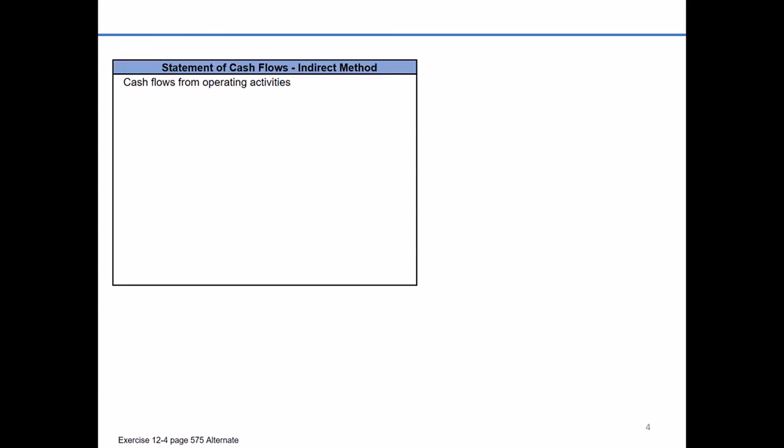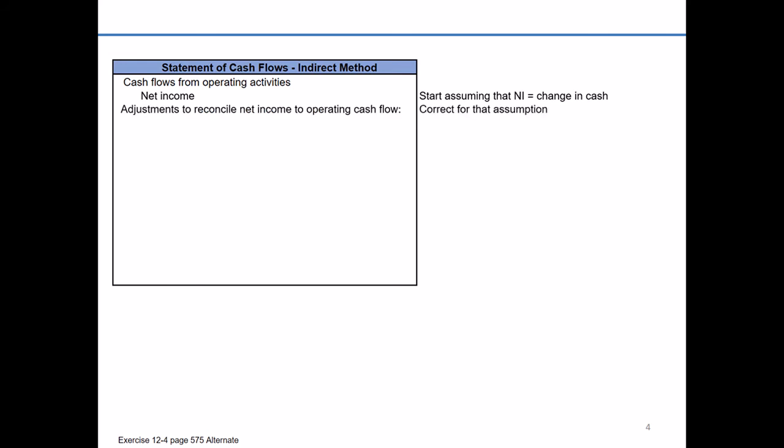section next. The starting point for our indirect method is always net income from our income statement. Recall that's simply just all of our revenues minus all our expenses. Now I'm going to start out with the assumption that our net income from our income statement can explain the change in our cash balance. What I mean by that is it can explain the difference between the beginning cash balance and our ending cash balance. The problem is that for the vast majority of the companies, that statement isn't true. Net income really doesn't explain the change in cash.